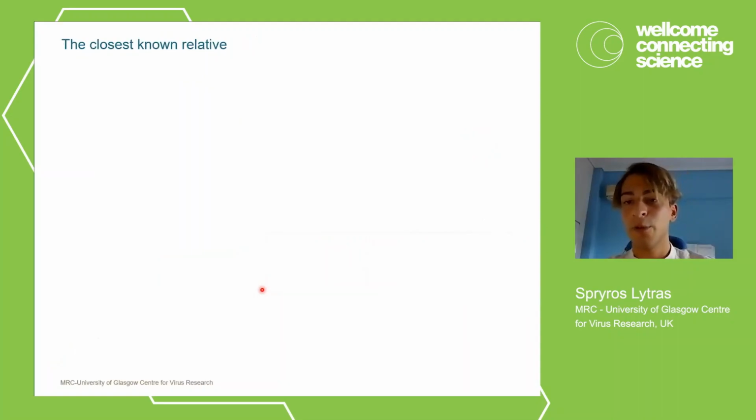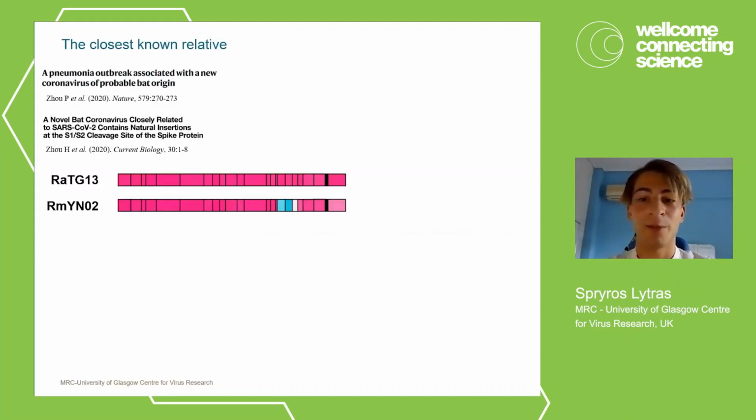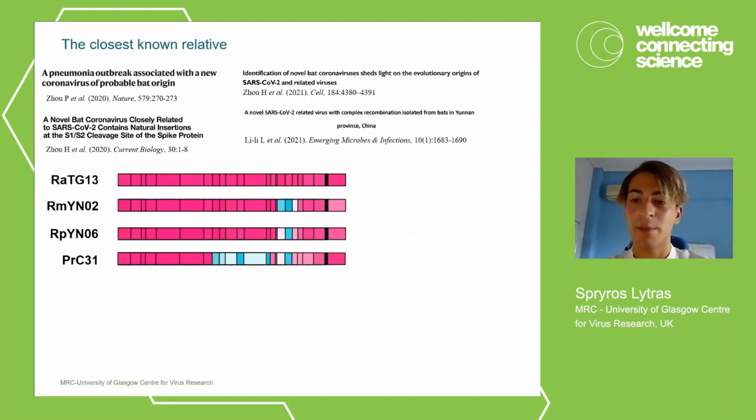So I'm going to go through what the closest known relatives to SARS-CoV-2 are. RaTG13 is the first one that came out, followed by RmYN02. And then very recently, these two viruses, RpYN06 and PrC31, have been published.